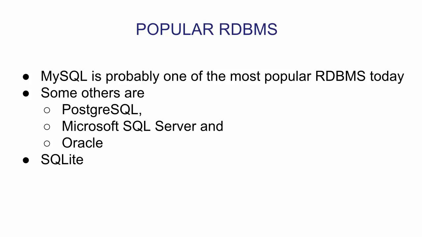Here are some of the more popular relational databases. MySQL is one of the most popular RDBMS today, but Postgres is another free option. Microsoft SQL Server is Microsoft's version of RDBMS, and Oracle RDBMS is from Oracle Corporation. All of these are quite similar to MySQL in terms of database functionality. SQLite is a database which is completely based on a single file.